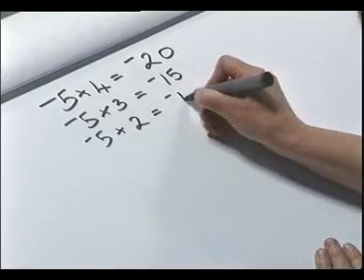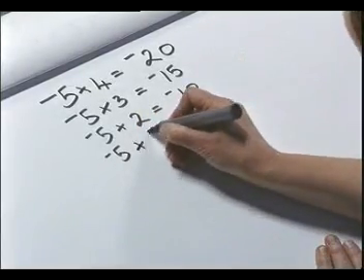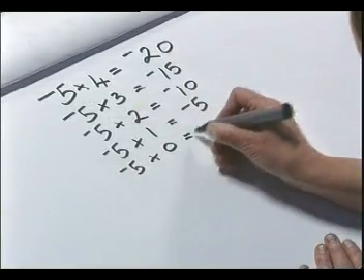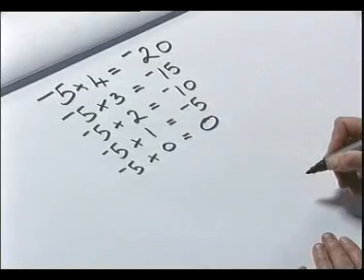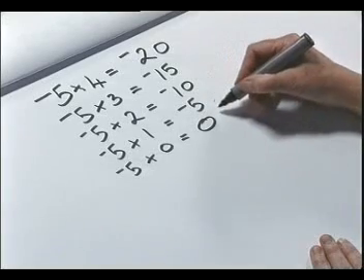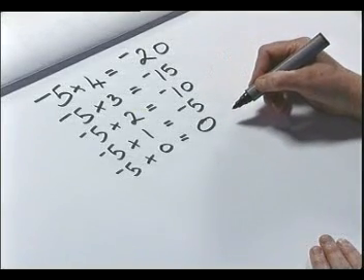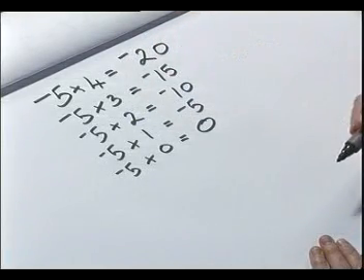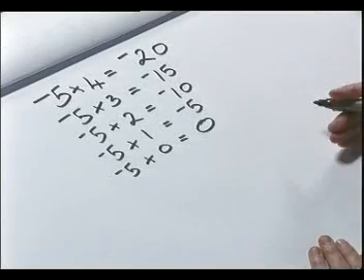Next one in the sequence, -5 times by 3. That will give us -15. -5 times 2, -10. -5 times 1 is -5. -5 times 0 is equal to 0. Now look at the pattern. It's a bit like a déjà vu. We've done this before. Look at the answers. You can see that we are increasing by 5 each time as we multiply by 1 less each time. That seems a bit odd, but stay with me.